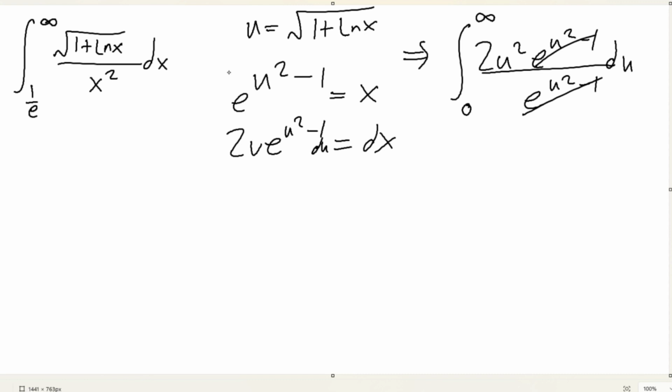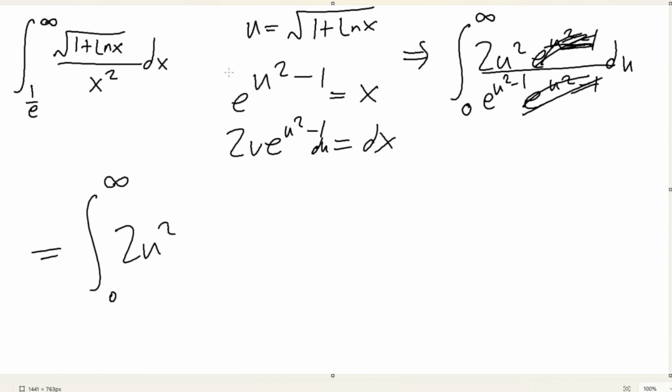Is that right? u square, e to the u square. Oh, I'm sorry. This is x squared. This is x squared. So we still have another one of these. Okay, I was tripping for a second. All right, so now in that case, we are good.